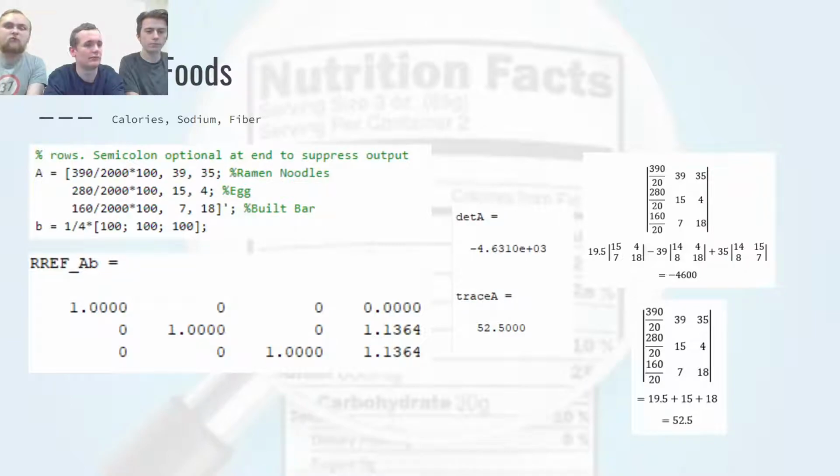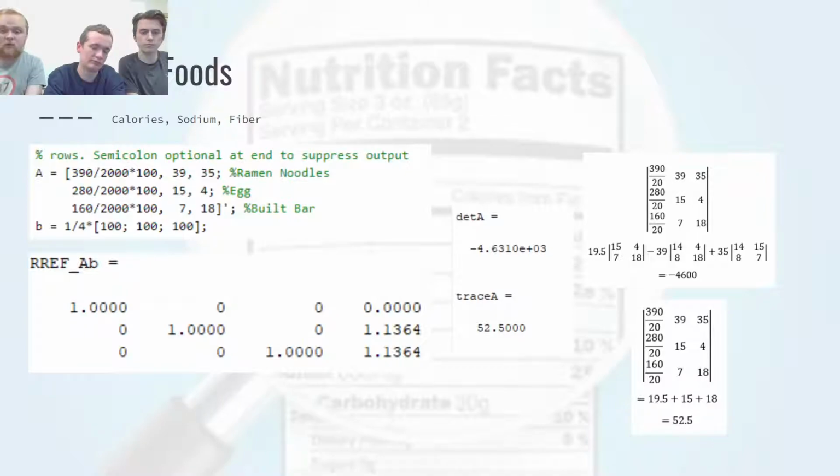So, starting off with my 3 foods, I decided to look at the calories, sodium, and fibers for ramen noodles, eggs, and a Built Bar. Looking at the RREF, you see that they all exist in these categories. But unfortunately, ramen noodles will have 0 servings, with both egg and Built Bar having the same servings at 1.13.